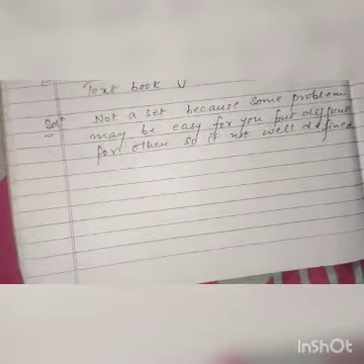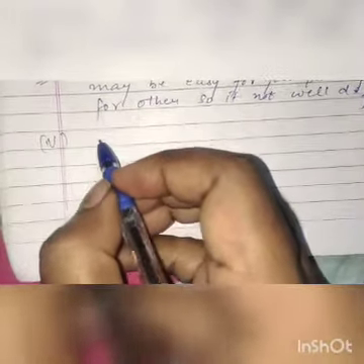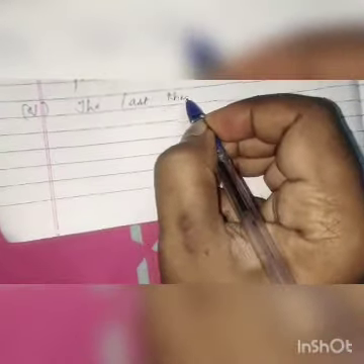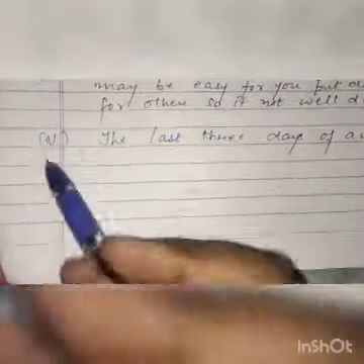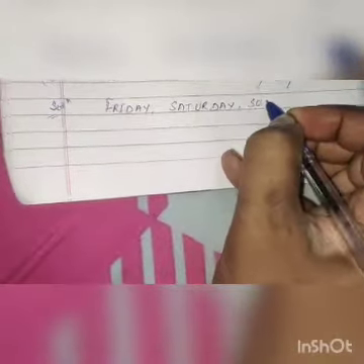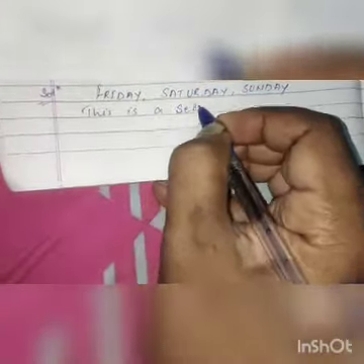Now let's see the fifth one: the last 3 days of a week. So this is your question. The last 3 days of a week are, in solution, Friday, Saturday and Sunday. So these days fall in every week. So this is a set. This is a set. Clear?